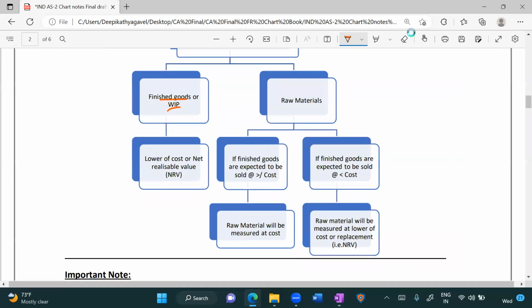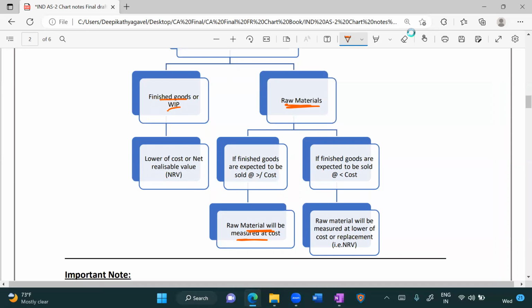In case it's a raw material, you need to see whether the finished goods are expected to be sold at a value greater than or equal to their cost. If that is the case, then the raw material will be measured at cost. But if the finished goods are expected to be sold at a lesser value than the cost, then the raw material will be measured at lower of cost or replacement cost. Lower of your cost or replacement value.